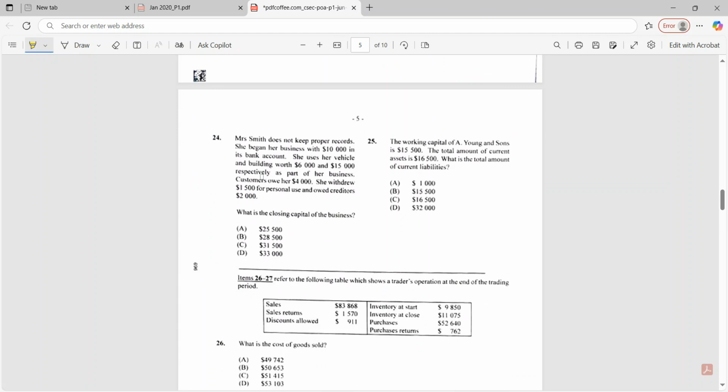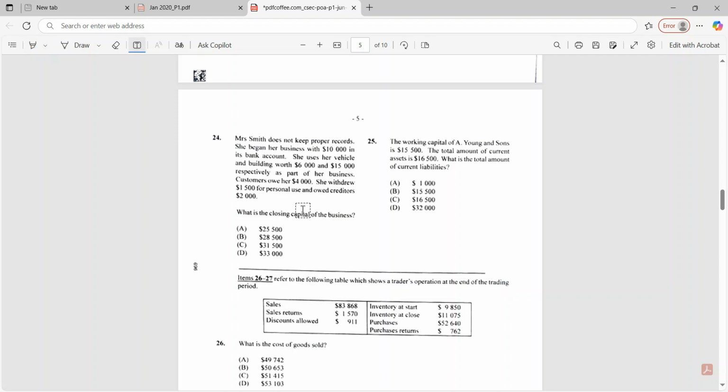Now, Mrs. Smith does not keep proper records. She began her business with $10,000 in its bank account. She uses her vehicle and building worth $6,000 and $15,000 respectively as part of her business. Customers owe her $4,000. She withdrew $1,500 for personal use and owed creditors $2,000. What is her closing capital of the business?